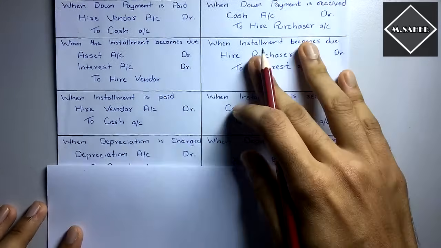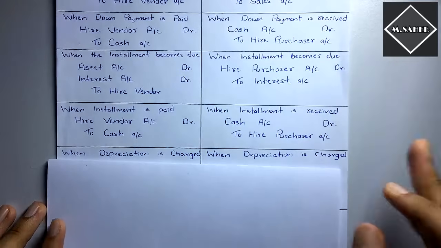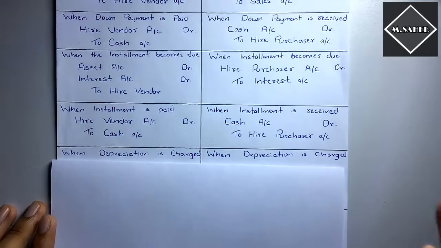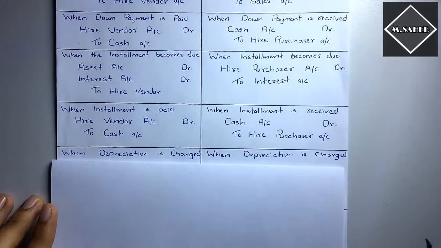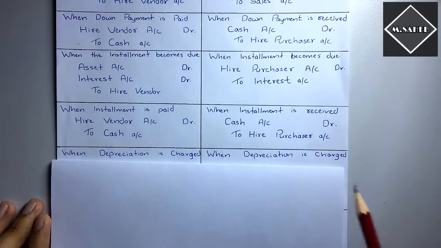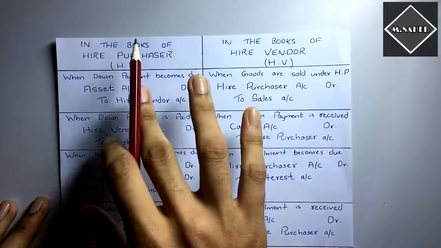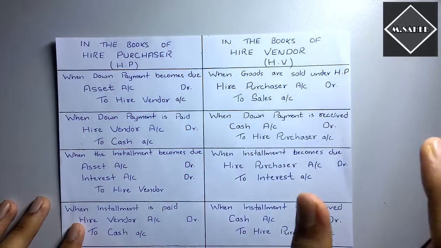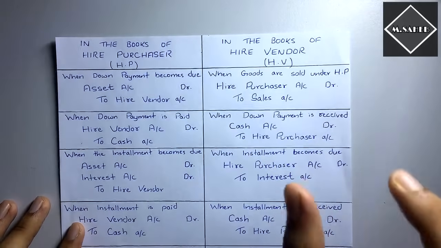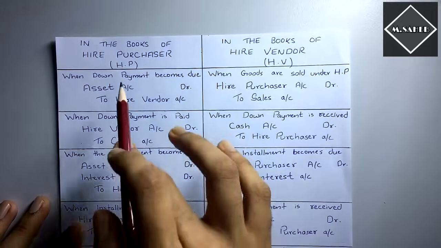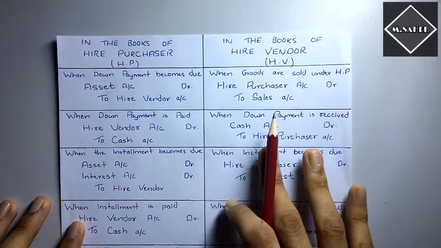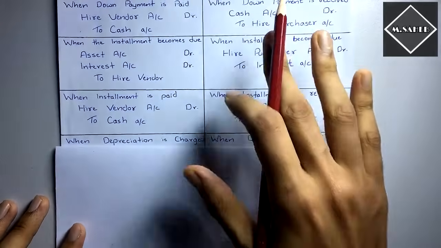Okay, let's go ahead. Now you know whoever has the asset in his business has to charge the depreciation. Every year at the end of the year he has to charge the depreciation. So hire purchaser has the asset, hire vendor doesn't have the asset, he sold that item to hire purchaser, so only hire purchaser will charge the depreciation.